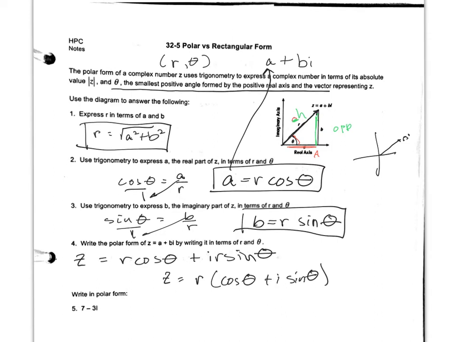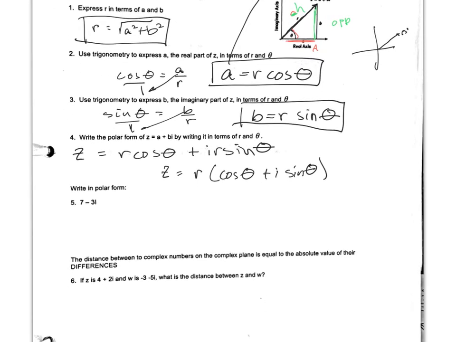Since they both have r, it seems silly to write r over and over again. So we'll just write the r once, but we do have to write the angle twice. It's the same angle, but we do have to write it twice. So that's what our answer is going to look like.